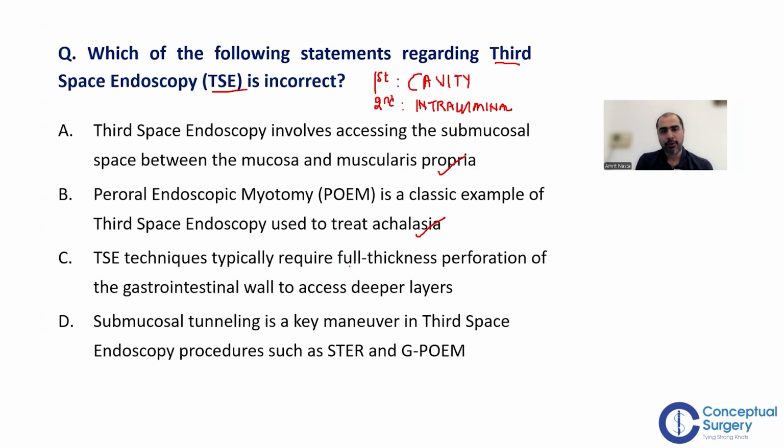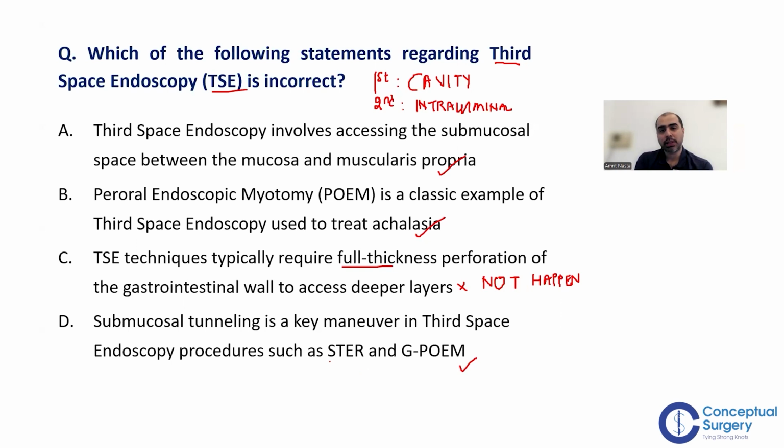It will require a full thickness perforation is wrong. In fact, this should not happen. I don't want a full thickness perforation. Otherwise, it will become a NOTES procedure, where I'm going through the bowel into the abdominal cavity, or going through some hollow organ into the abdominal cavity. That is NOTES. I don't want to do that. In fact, full thickness perforation has to be avoided. Submucosal tunneling is a key maneuver. Yes, it is. That's how you will generate the third space, right?